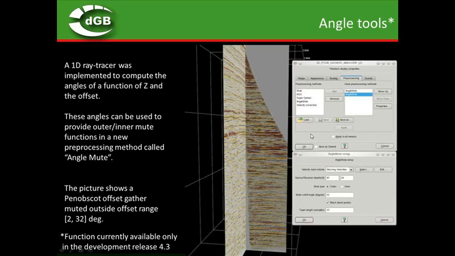And so the two corresponding mute functions are stored on disk as mute functions, and you can use the standard attribute tools, so the PreStack attribute, in order to create your full stack after the application of these angle mutes.